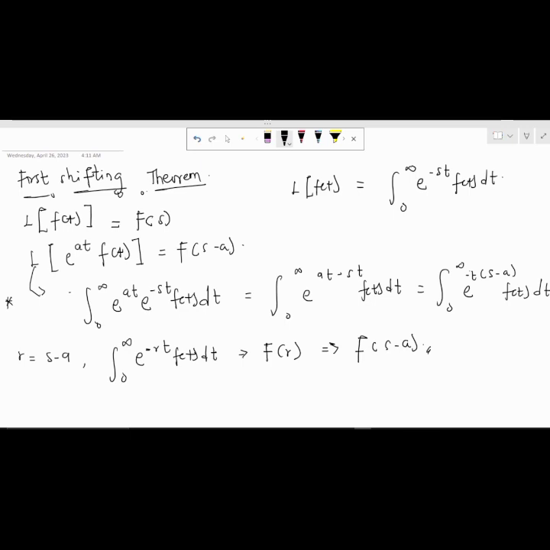So this proves that whenever your function is already multiplied by a phase shift of e raised to the power at, where a could be any constant, what you can do simply is to find the Laplace transform of your f of t, and in your final answer, replace every occurrence of s there with what? S minus a. Let's take a simple question to illustrate this.